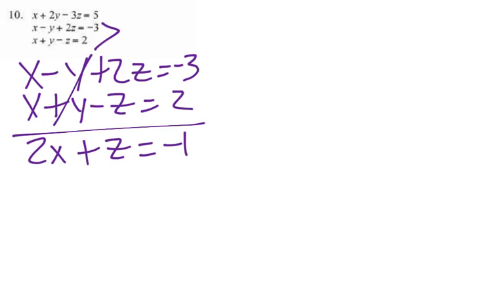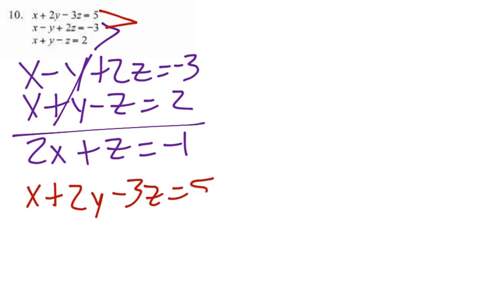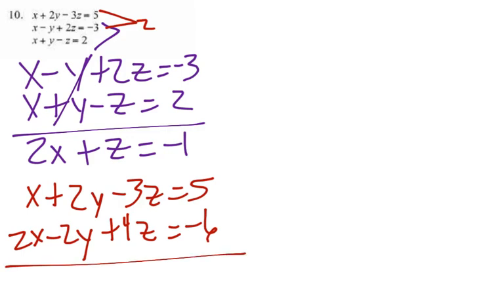That means I got to use the first one and something, but I still have to cancel y, so I'll use the second one. First one's good as it is, so we'll say x plus 2y minus 3z equals 5. Second one's going to get multiplied by 2. So 2x minus 2y plus 4z equals negative 6. Draw a line and combine. 3x cancels plus z equals negative 1.